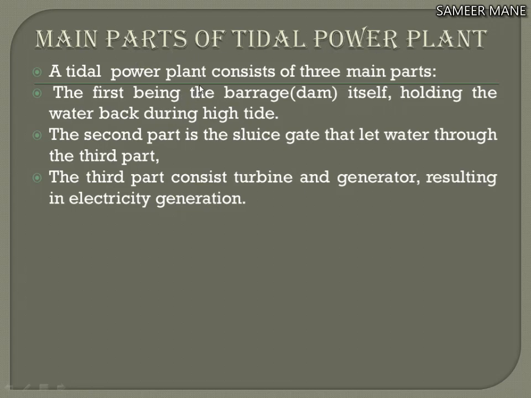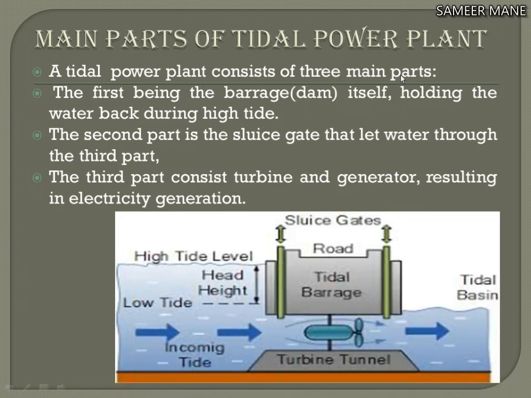Tidal power plant consists of three main parts. The first being the barrage, known as a dam itself, holding the water back during the high tide. The second part is a sluice gate that lets water through to the third part. And the third part consists of a turbine and a generator, resulting in electricity generation.